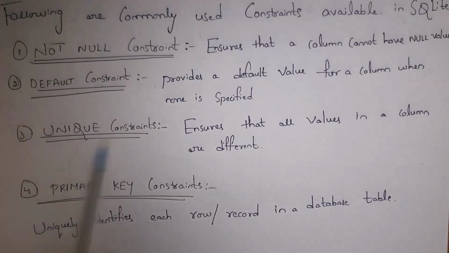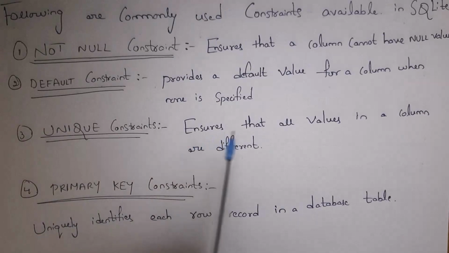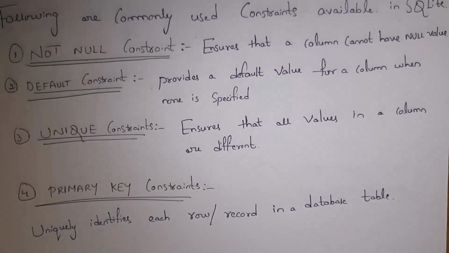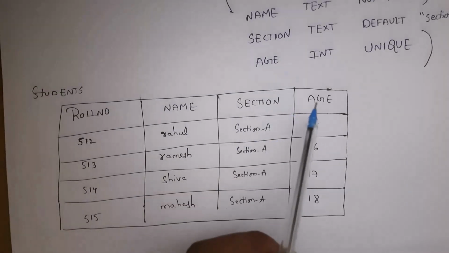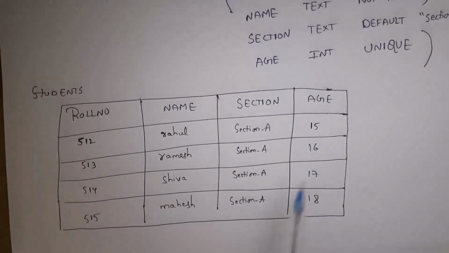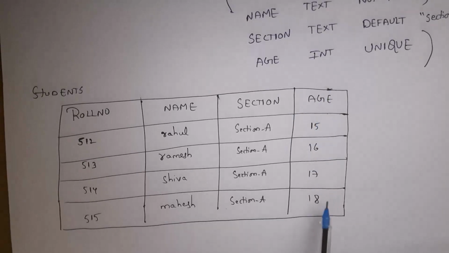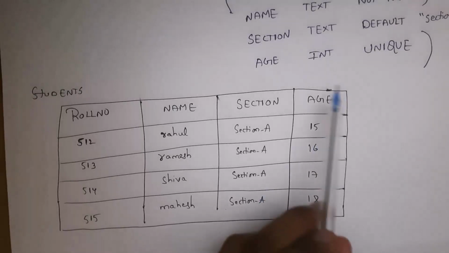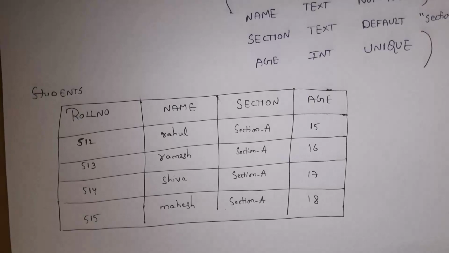Next one is unique constraint. Unique constraint ensures that all values in a column are different. Whenever you apply unique constraint to a particular column, you must give unique values in that column. For example, I applied unique constraint to this age column. Inside this age column, you need to give unique values. You cannot give same values. For example, for Rahul I gave age 15 and similarly for Shiva I gave age 15. So it will not accept.